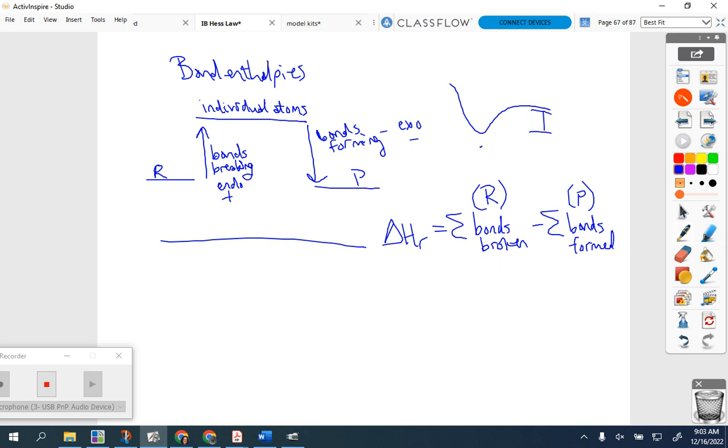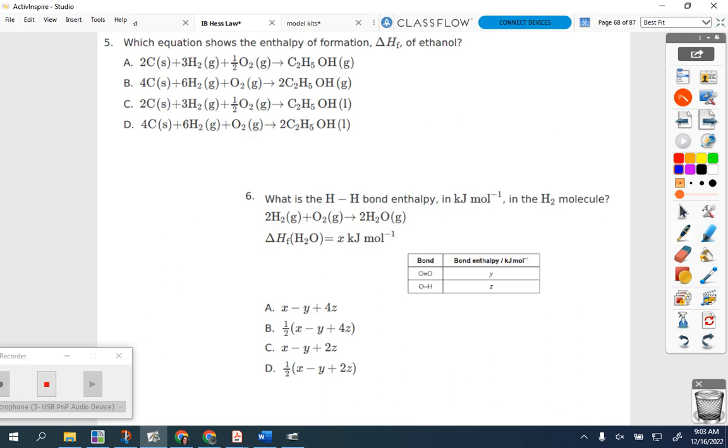All right, so let's go through the questions you asked for. And I will post these slides. Number 5, enthalpy of formation of ethanol. Somebody who understands this question, want to explain it for us? How you answered this question? This is question number 5, multiple choice. Multiple choice, question number 5. Yeah, go ahead.